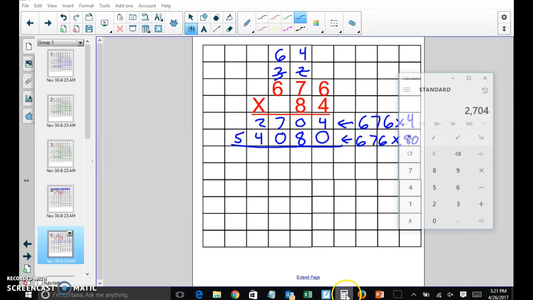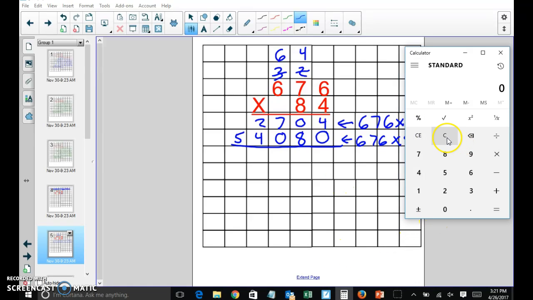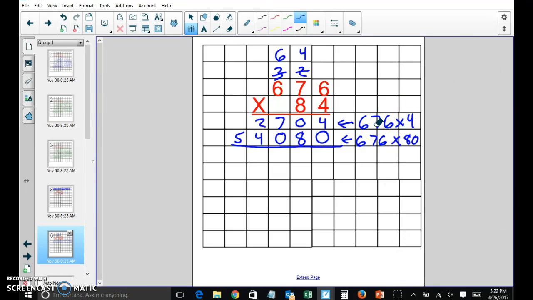Again, let's make sure that we all agree with the calculator. So according to me, 676 times 80 should equal 54,080. Awesome. But that's not what they want to know. They don't want to know what 676 times 80 is. They want to know what it is times 84. So we combine those. That's why we add here. So I'm going to add.